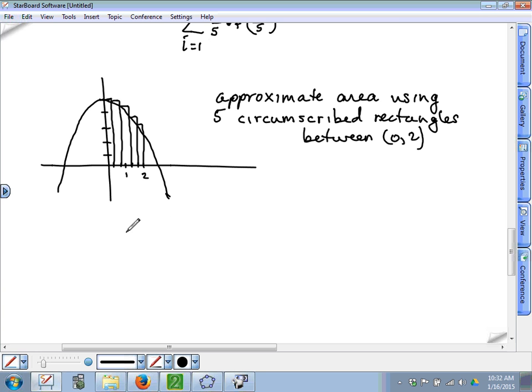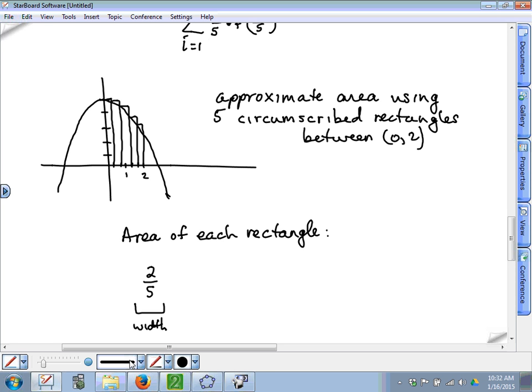So, area of each rectangle. What's the width still going to be? 2/5. Okay, so 2/5. And I want you to identify this in your notes. This is the width. That's never going to change. That's why it doesn't have to have a variable, because it's constant.